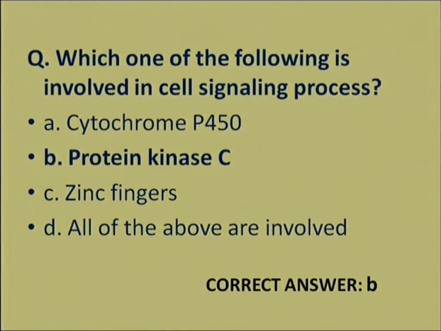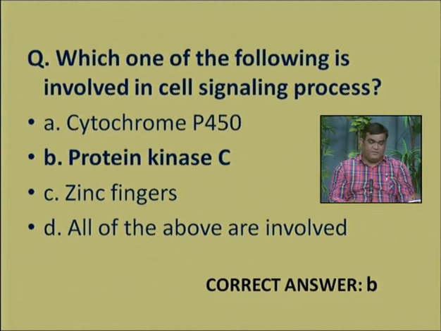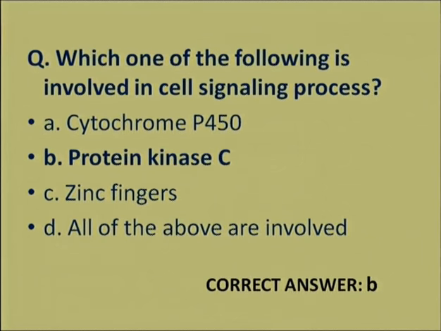Similarly, in this particular question, which one of the following is involved in the cell signaling process? Cytochrome P450, protein kinase C, zinc finger, or all of these. Actually it is protein kinase C which is involved in the signaling process. Cytochrome and zinc fingers are not involved in any of the cell signaling processes. So the right answer is B.